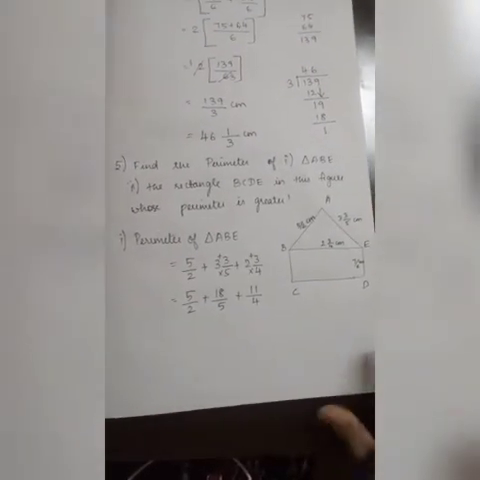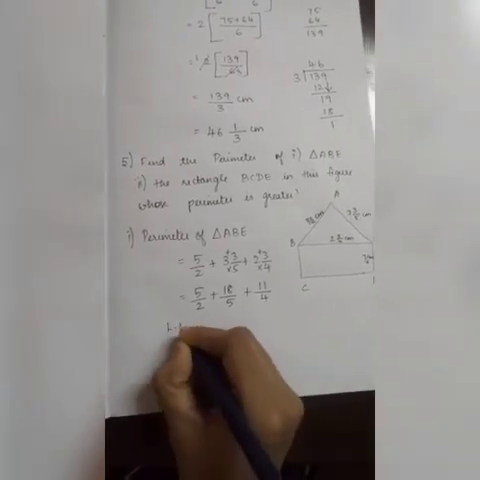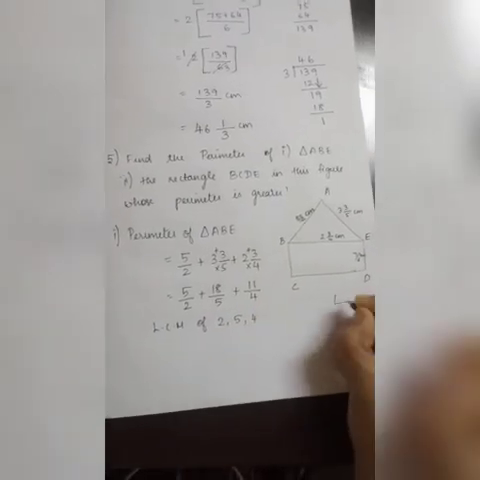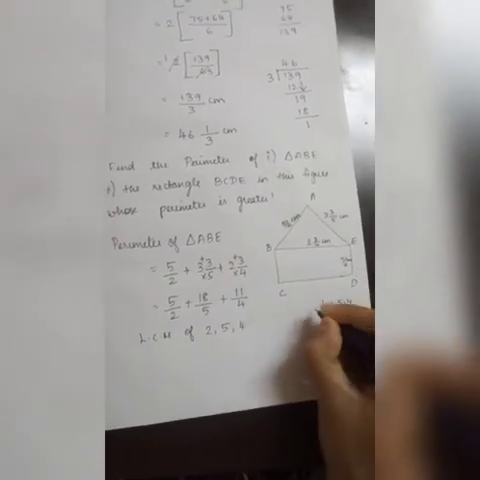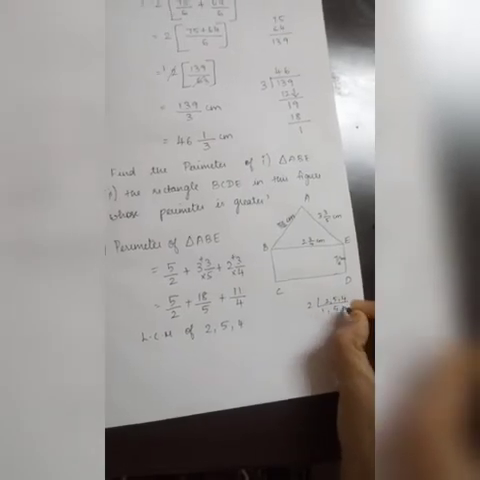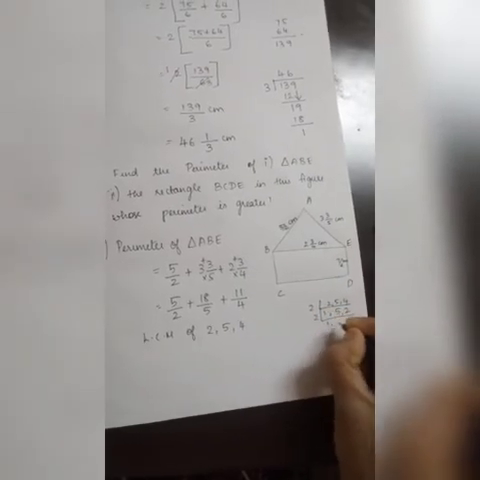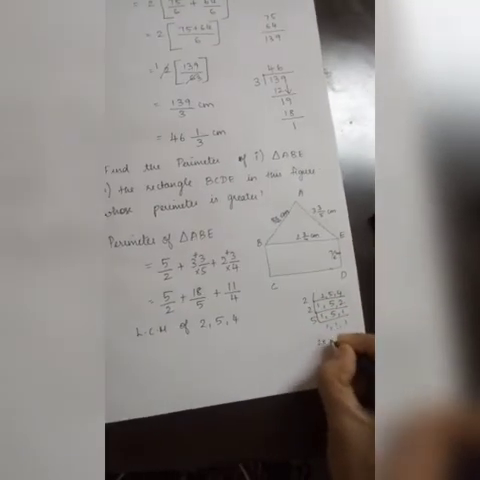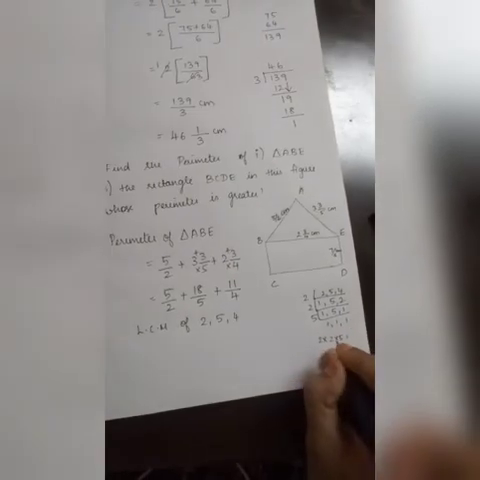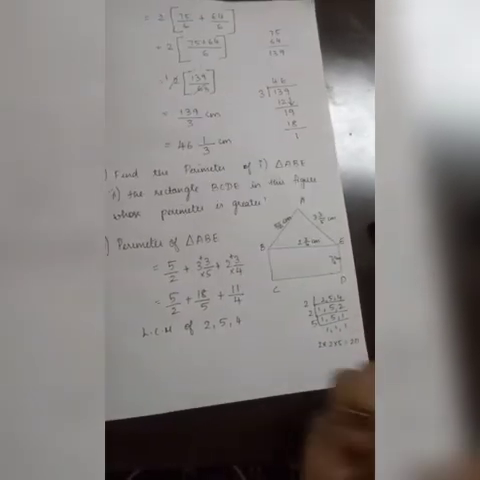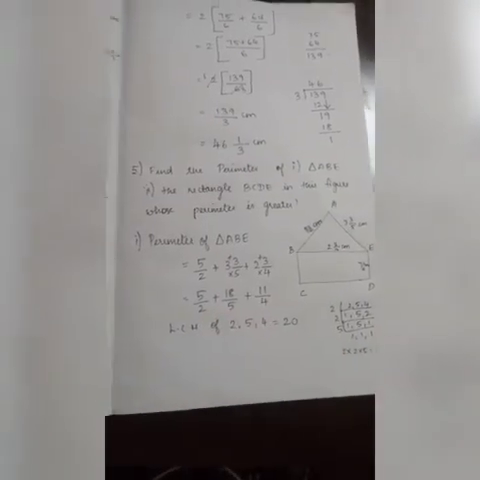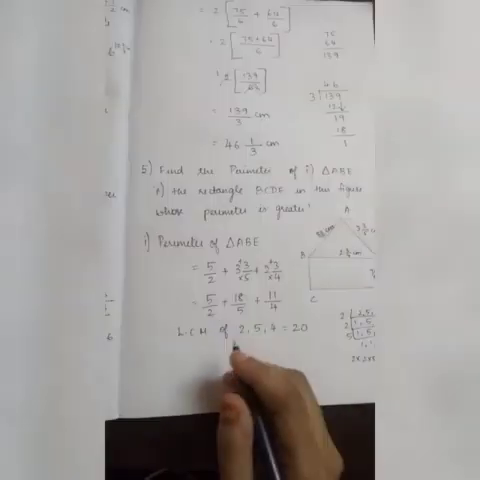Now shall we add this directly? No. What we should do? We should take LCM of 2, 5, 4. 2, 1, 5 as such. 2 2s are 4. 2, 1, 5, 1. 5, 1, 1, 1. So 2 into 2 into 5. 2 2s are 4, 4 5s are 20. So what is our LCM value? 20. So all the denominators should be 20. Just keep it in your mind.